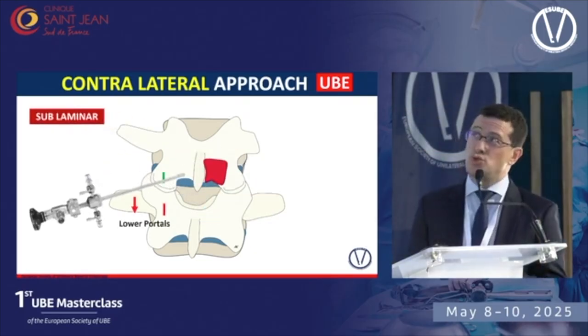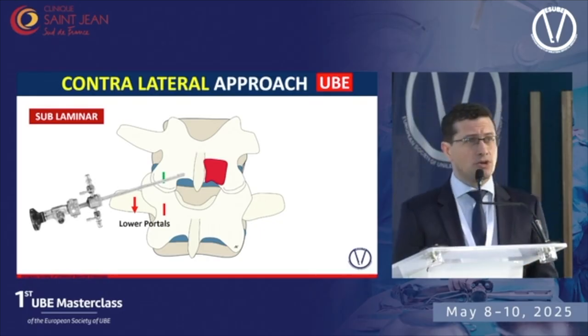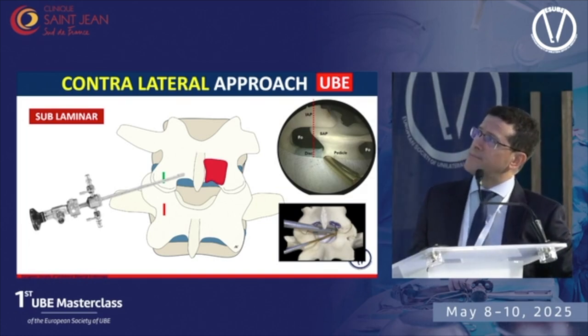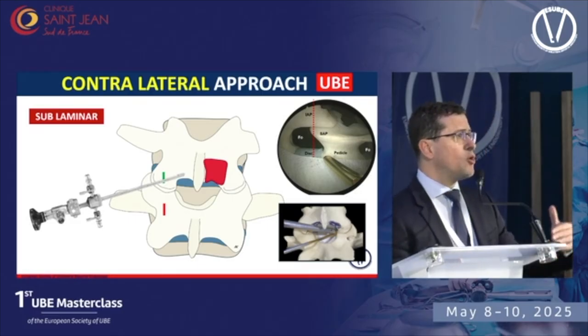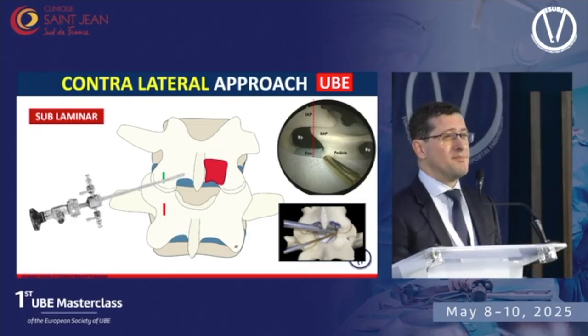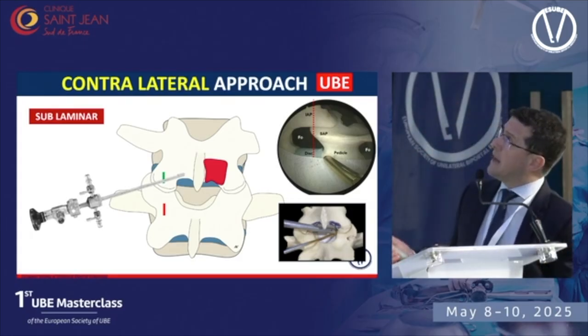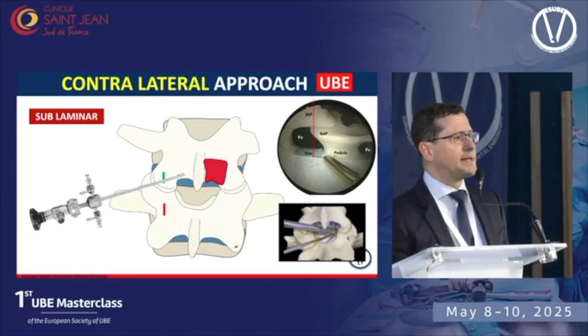So when we have to choose a sublaminar approach, what are we looking for, what's the pathology we need to decompress? First of all, in the sublaminar approach, we need to do a lower portal. So you need to go 1 centimeter lower in order to get better access to the foramen. In our classification, if we draw an imaginary line that crosses the middle part of the disc, all the pathology above this imaginary line you can access only with a sublaminar approach.